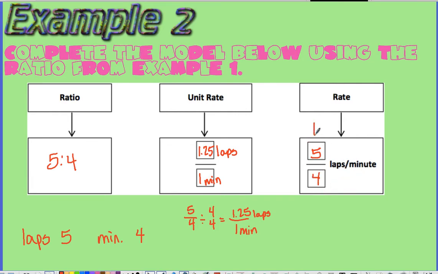Now notice I read this as a fraction and said 5/4 laps per minute. So I read this almost like it was a value. Okay, so it isn't a value in this case because it's a rate, because it's comparing two different things, but think of it in terms of a value and in terms of how we write our sentences. So I want you to keep this in mind as we move on from here.